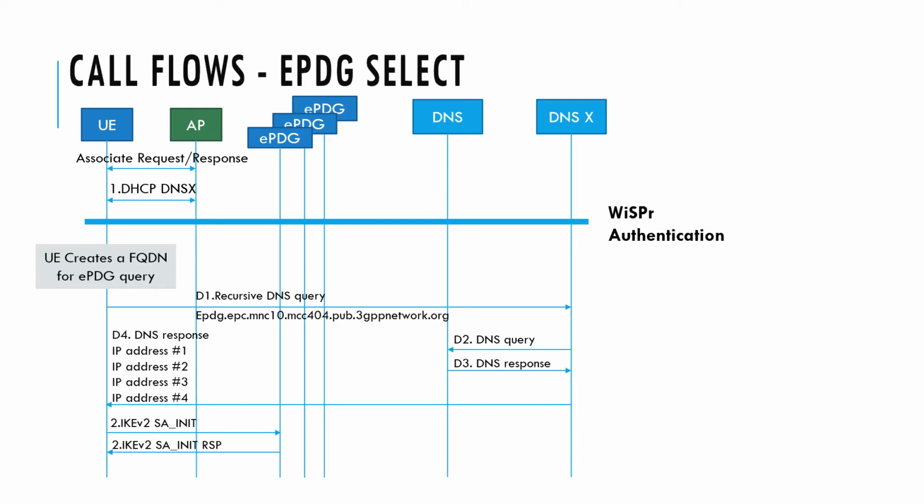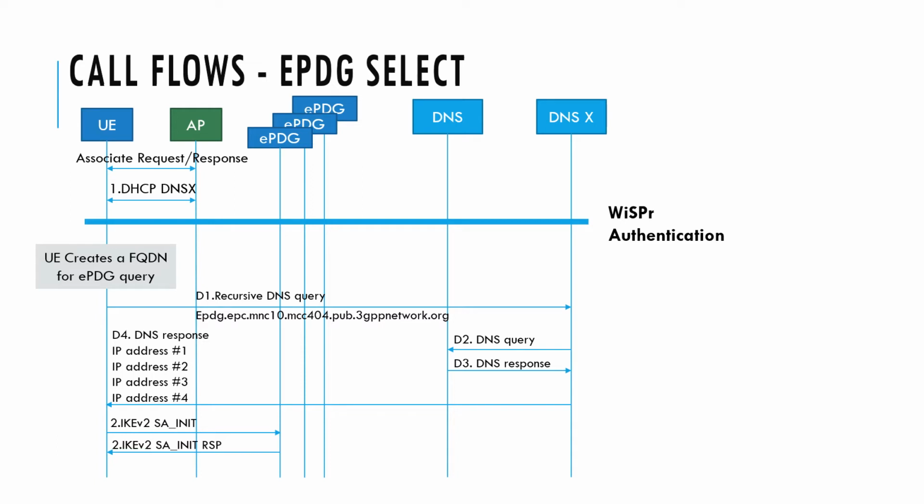So now the UE has the IP address. Then the UE performs a WISPR authentication. After doing this WISPR authentication, now the UE has to select the EPDG. But for selecting the EPDG, it first has to have the IP of the EPDG. So for that purpose, the UE creates an FQDN for the EPDG query. The format of this FQDN is the EPDG name dot the EPC dot MNC dot MCC dot public dot 3GPP network dot org. And this DNS query is a recursive DNS query.